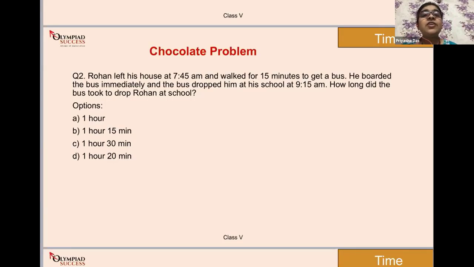Listen, guys, this is what I wanted to tell you. What part is unnecessary here? The unnecessary part is this. You did not start calculating from 7:45. Why? Because 7:45 plus 15 minutes is equivalent to 8 o'clock, and 8 o'clock is the time when he has actually boarded the bus. Yes or no? Others? Please respond.